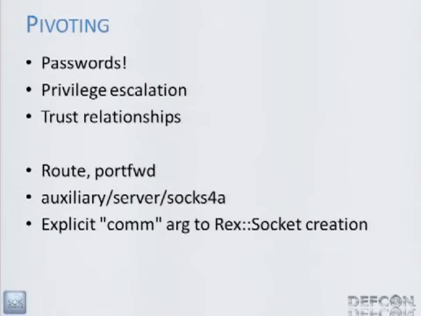The last bullet here is the COM argument to the Rex socket library. Rex sockets are Metasploit's implementation that allows you to use the route and the port forward and all of those things. And it's the underlying library that allows all that stuff to happen. It also gives you SSL for free. It gives you proxies and a few other options. But the way that's all implemented is with a COM object.